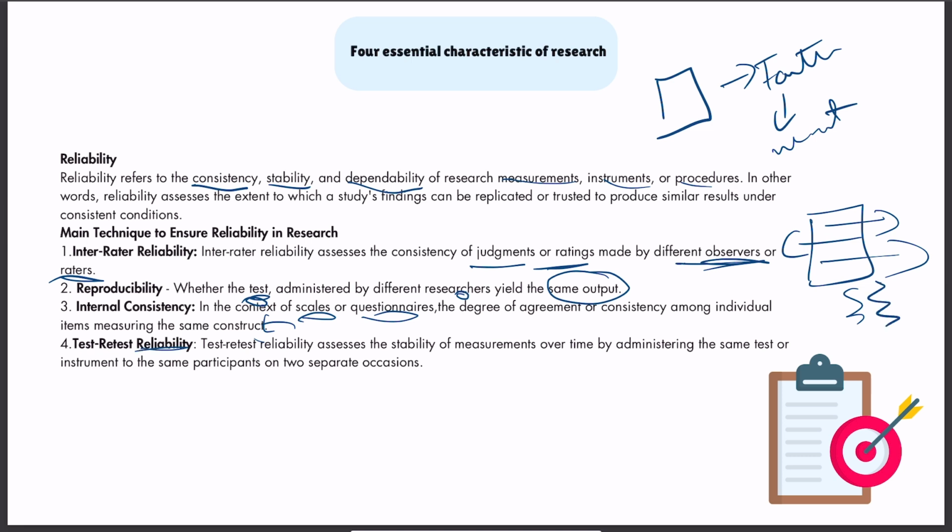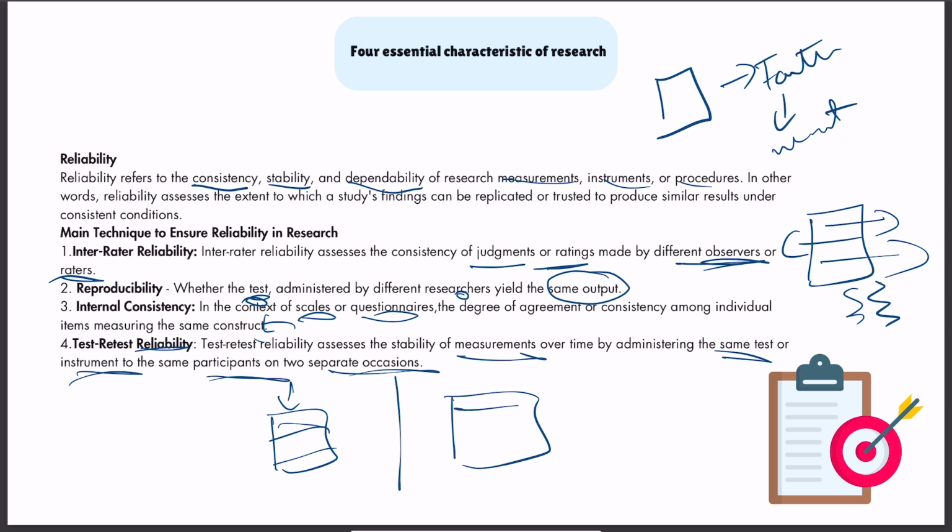Test retest reliability assesses the stability of measurements over time by administering the same test or instrument to the same participant on two separate occasions. For example, if you're sitting for my interview and I ask you a set of questions, and then after some time, maybe a month or 2 or 3 months, the same questions are asked to you, will the result of these two be same? So this is reliability.